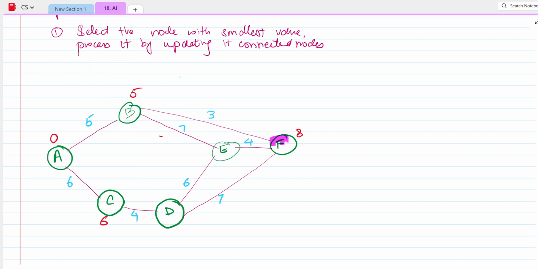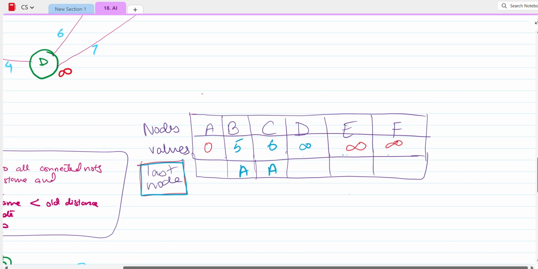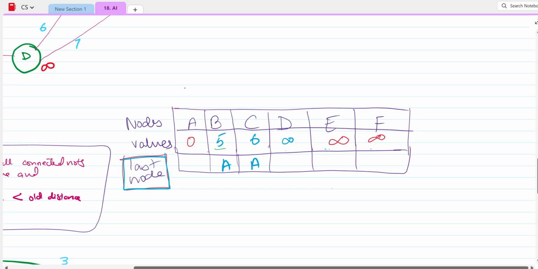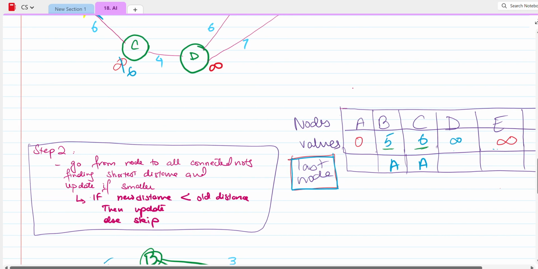Yeah, E over here. Now select the node with the smallest value. When we are done with A, the next nodes are B and C. And which node we have to go to next, the values of the nodes will decide. So B has 5, C has 6, so we will now next look at B.